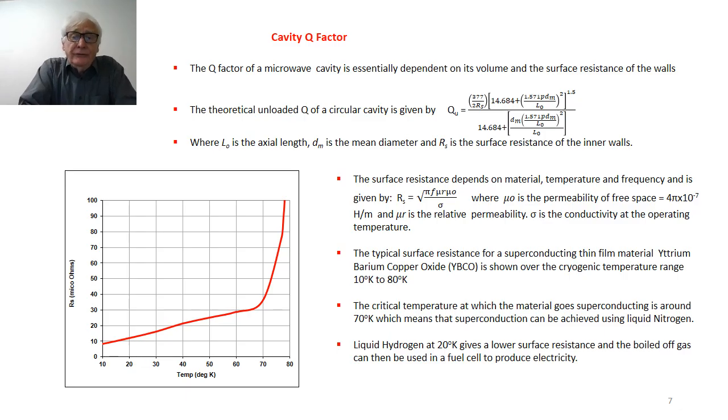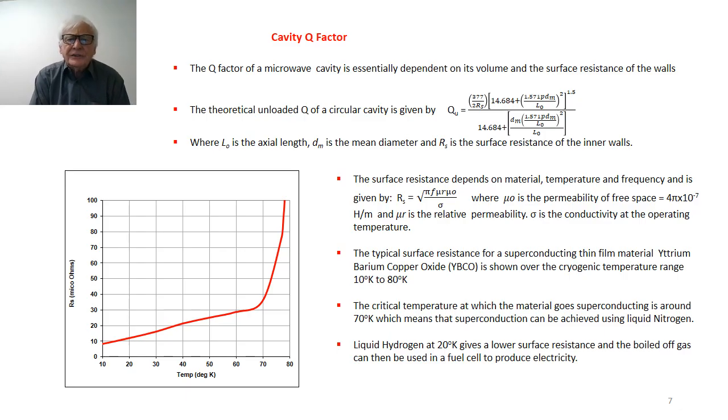The volume of the cavity is also important, and you can see in the equation L0, which is the axial length, dm, which is the mean diameter, and a considerable number of other factors which end up with giving you the unloaded Q of the cavity. Now, the unloaded Q is in fact the natural Q of the cavity, assuming that there are no other loads which will reduce the Q.